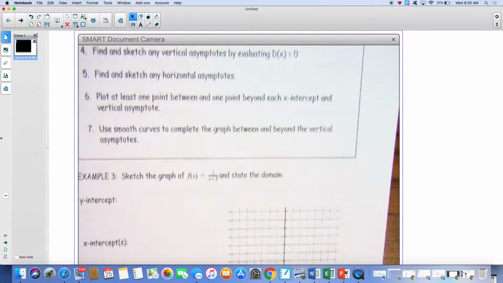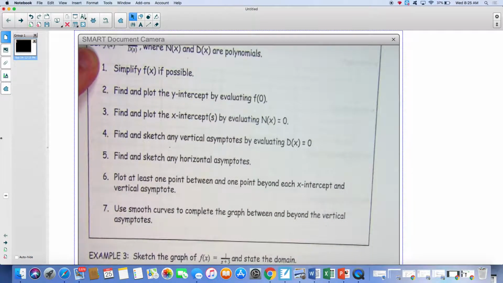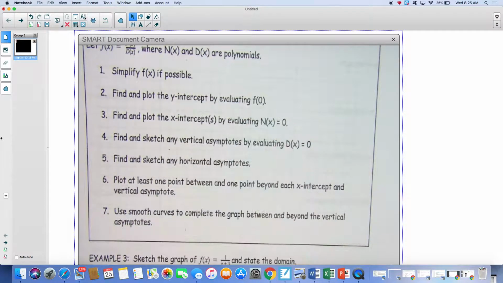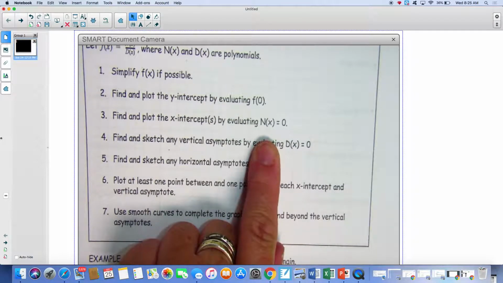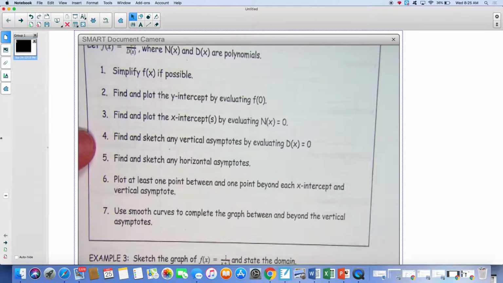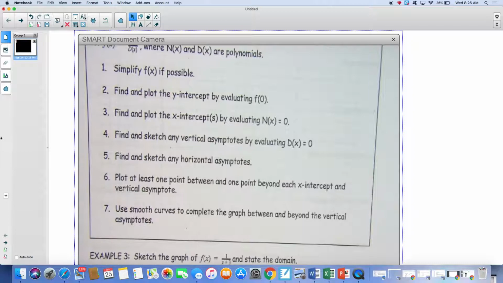Guidelines for sketching a graph. Simplify it. Find and plot the y-intercepts. That's where you evaluate at 0. Find and plot the x-intercepts. It's where your numerator is 0. That's the only time that fraction will be 0. Find and sketch your vertical asymptotes and your horizontal asymptotes. Plot at least one point between and one point beyond each x-intercept and vertical asymptote, and use smooth curves to connect, where you will be approaching your vertical asymptotes.